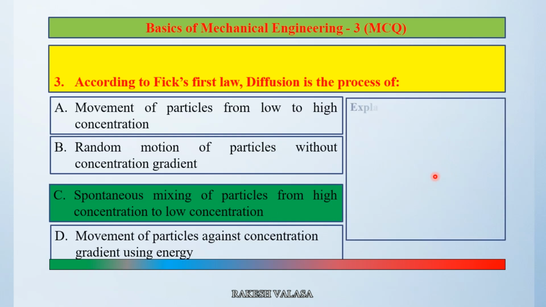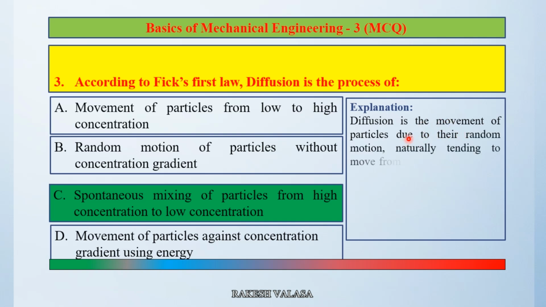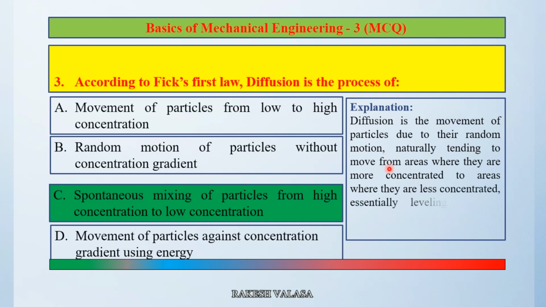Let us see the explanation. Diffusion is the movement of particles due to their random motion, naturally tending to move from areas where they are more concentrated to areas where they are less concentrated, essentially leveling out the concentration across a given space. So the correct answer is option C, that is spontaneous mixing of particles from high concentration to low concentration.